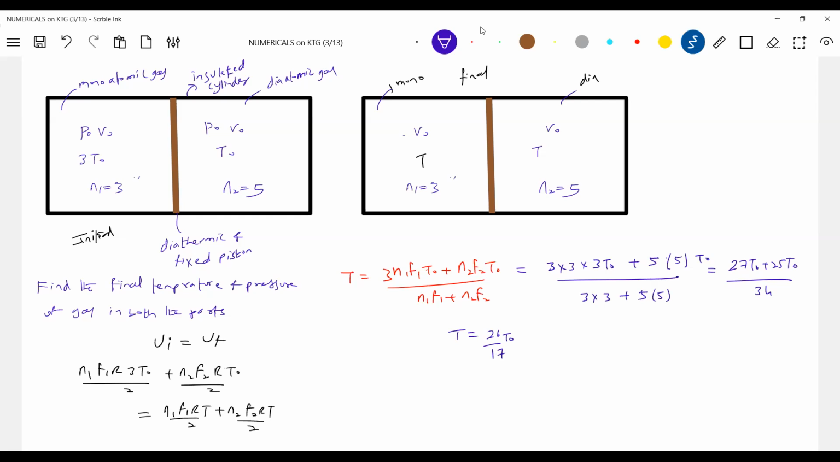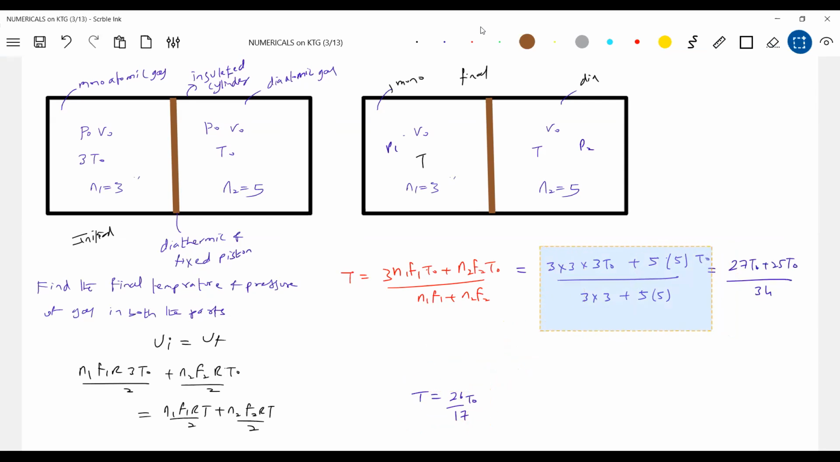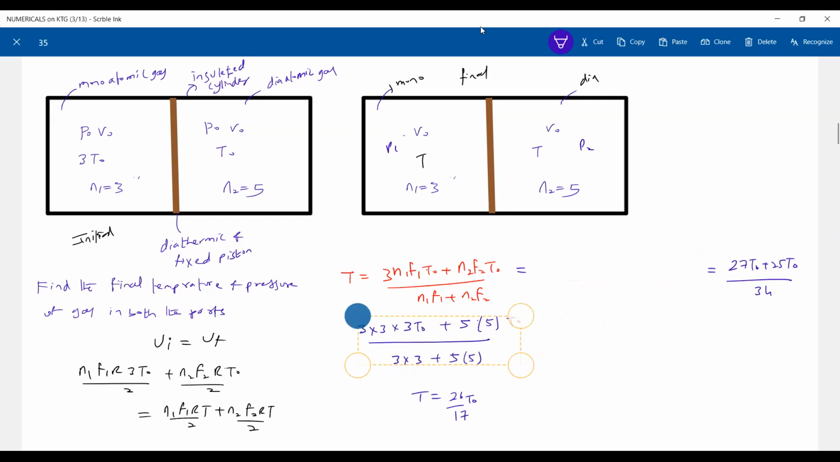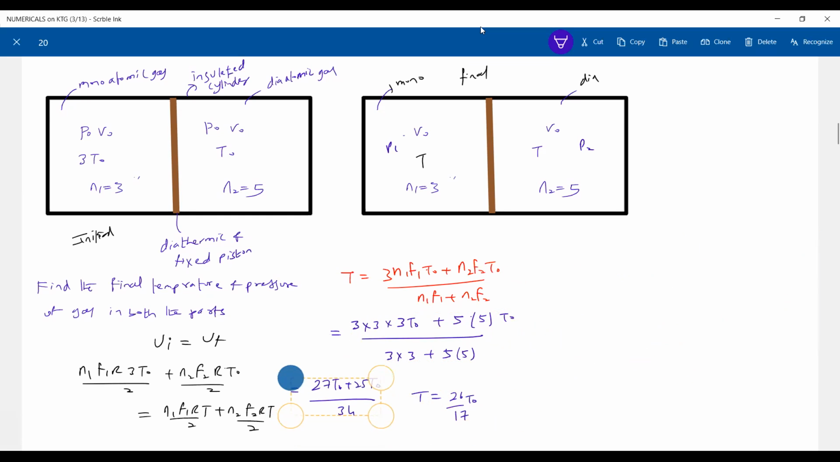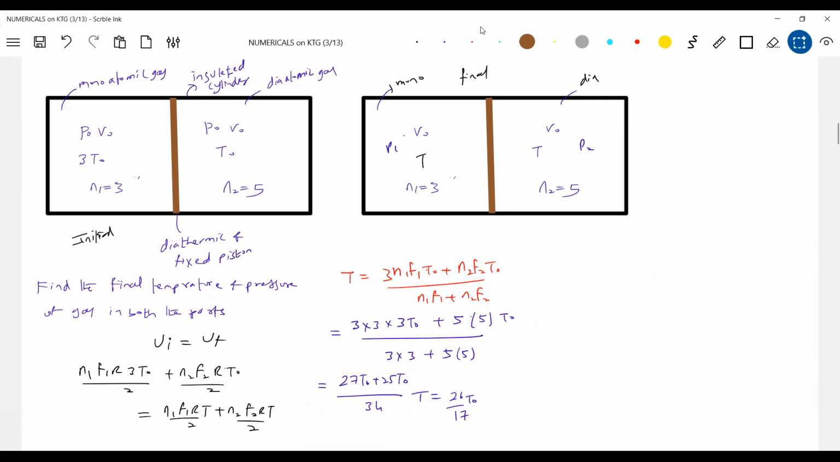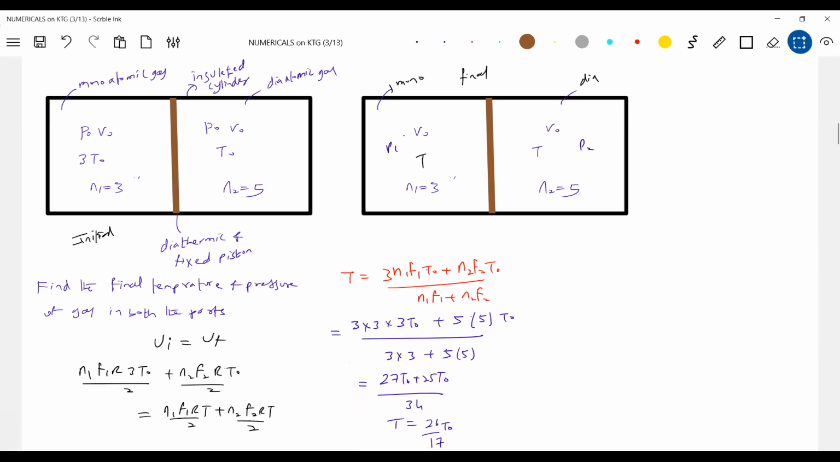Now, how to calculate the pressure in each part, P1 and P2? Can we calculate? The number of moles in a given chamber will remain constant. The amount of gas in each part will remain as it is, no? Let me use this space for this calculation.